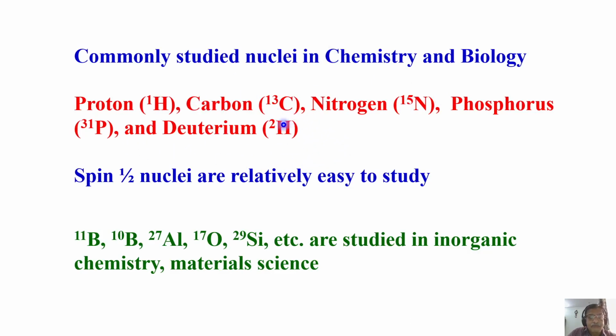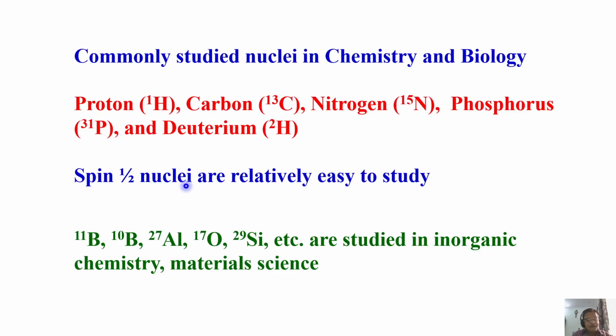These are spin 1. So spin half nuclei are relatively easy to study. Spin half nuclei are very easy to study. Remember, I always stress upon this. Our main focus of this course is to study and understand spin half nuclei.